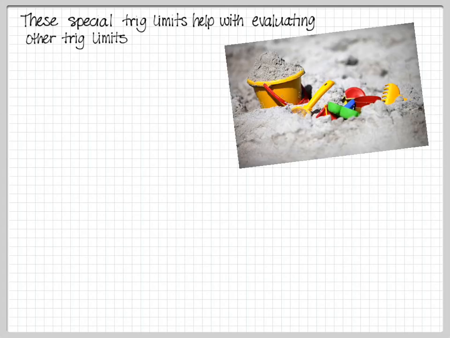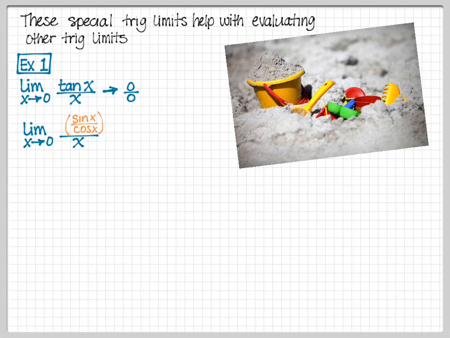Let's see how we're going to use it. We're going to be manipulating, or as I like to say, playing in the sandbox with our trigonometric expressions. Here's our first example: tan x over x. First thing we do is try to plug in the limit. We plug in 0 to see what happens, and we get the indeterminate form of 0 over 0. So we know we can't just plug it in.